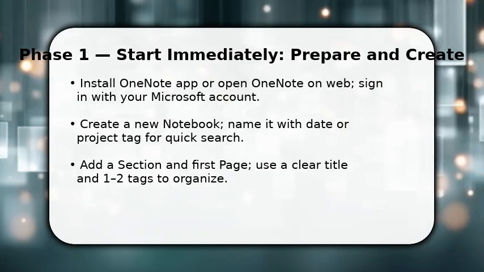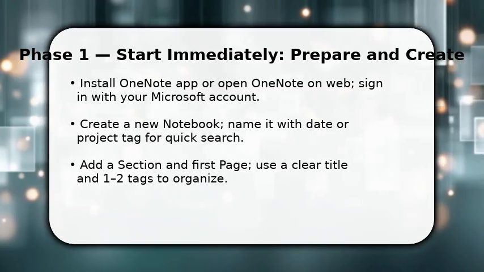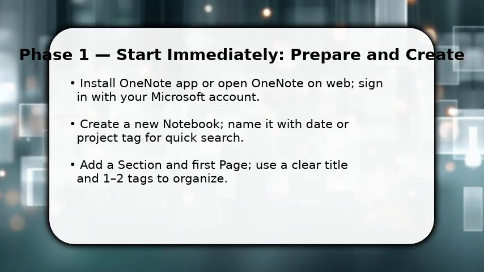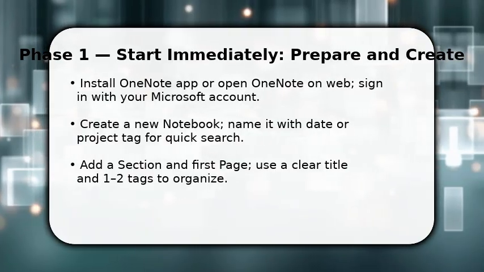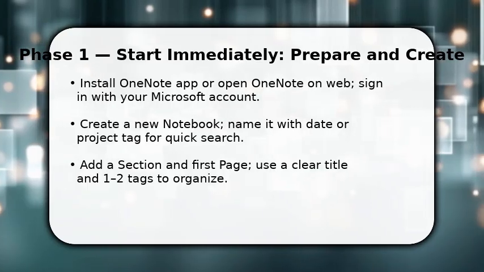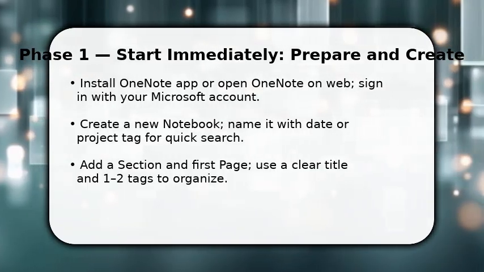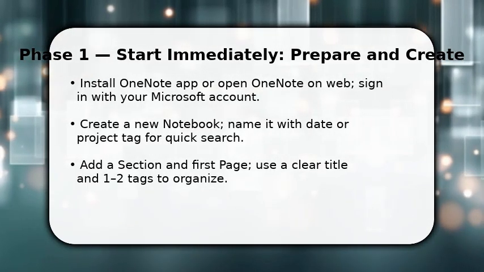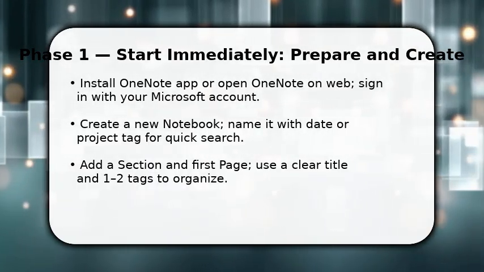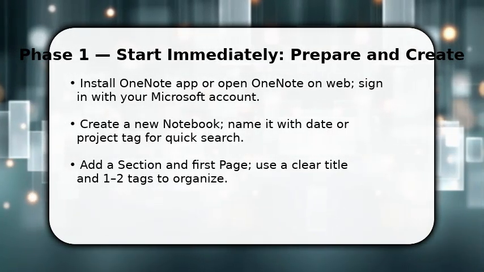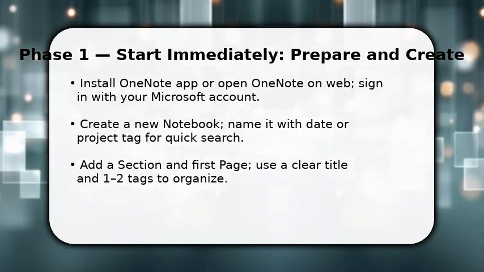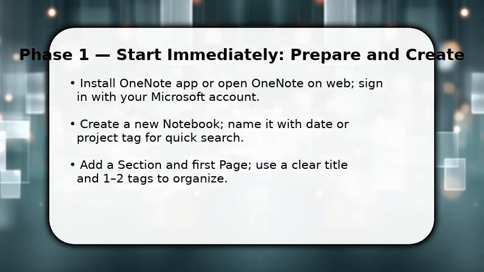You begin by getting OneNote ready, sign in with your Microsoft account, and pick the app or web version. Once done, create a new notebook and name it clearly so search finds it fast. Next, add a section and your first page, then give that page a concise title and apply 1 or 2 tags to categorize. This upfront naming saves time later, and you'll be able to jump right into typing or pasting content without extra setup. You now focus on capturing and shaping content.